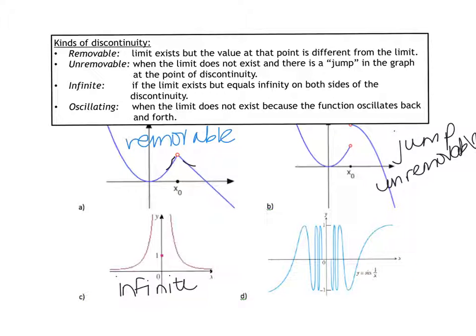Just like you have to lift your pencil because you were going up to infinity. And then here, the last type is a weird type. It's called oscillating. That's where you sometimes will graph things and get really weird squigglies and they never ever connect. That is called oscillating.